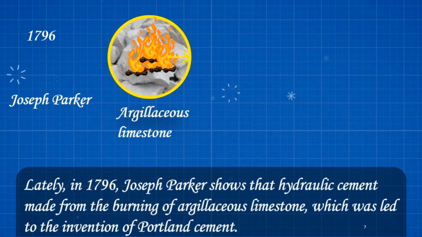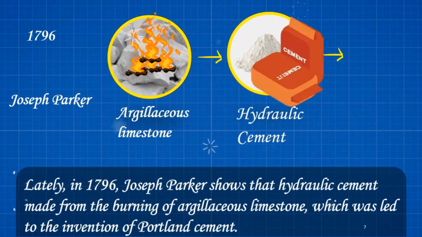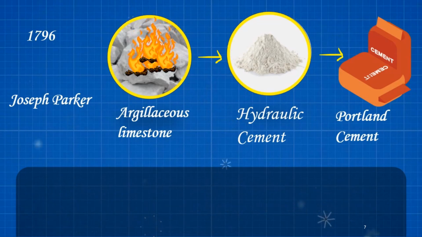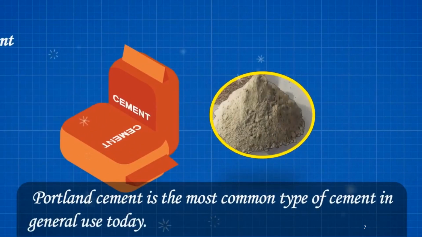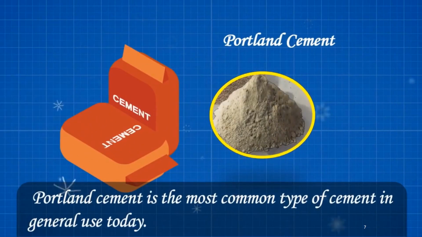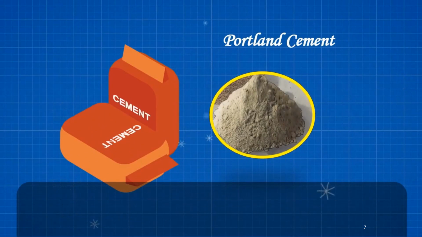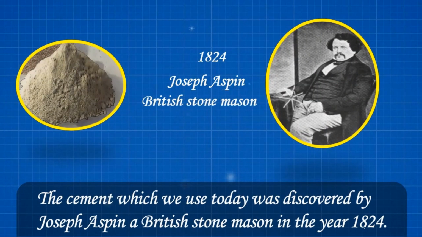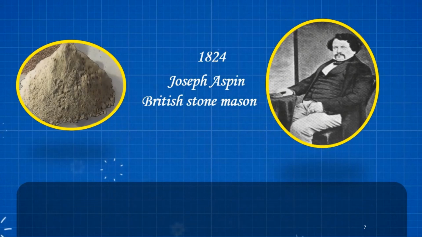In 1796, Joseph Parker showed that hydraulic cement could be made from the burning of argillaceous limestone, which led to the invention of Portland cement. Portland cement is the most common type of cement in general use today. The cement which we use today was discovered by Joseph Aspdin, a British stonemason, in the year 1824.